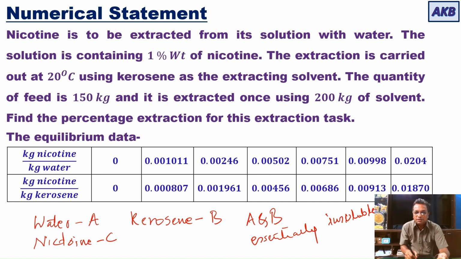The other information is the feed solution is to be extracted once. That means it is a single stage operation. That means the extraction operation is to be carried out in a single stage. And we are supposed to find out percentage extraction: how much of the nicotine that is present in the feed solution gets extracted in the process. We have to report this in percentage. So let us start the solution. Let us solve this problem.